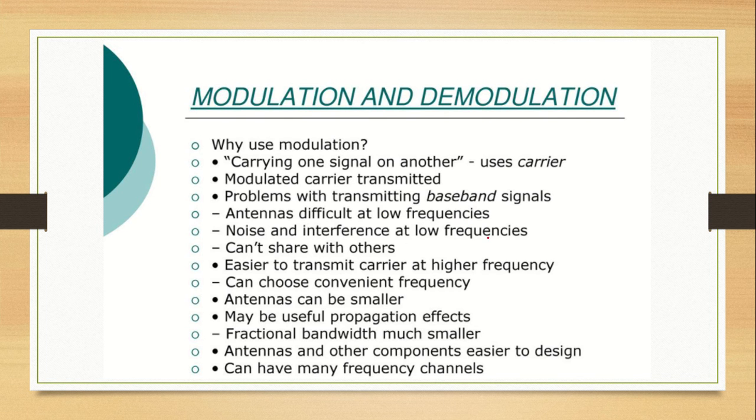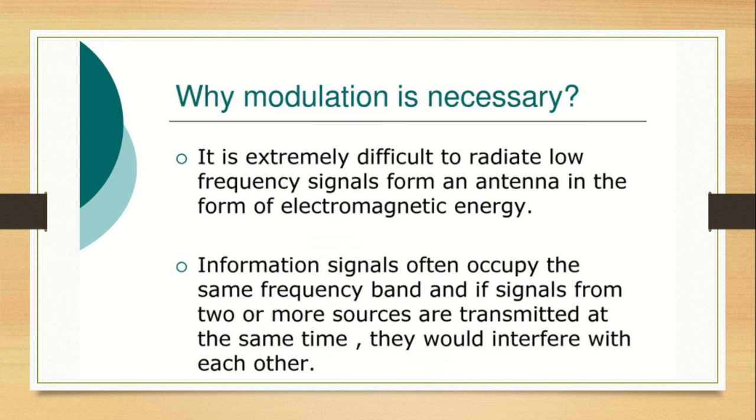Noise and interference at low frequencies is very high, and you can't share with others. That's a problem. It is easier to transmit a carrier at a higher frequency, and you can choose a convenient frequency. The antenna can also be smaller. That's one good thing: to transmit a higher frequency, the antenna is smaller. There may also be useful propagation effects, and the fractional bandwidth is much smaller. Antennas and other components are easier to design, and you can have many frequency channels. So that's the reason why we use modulation.